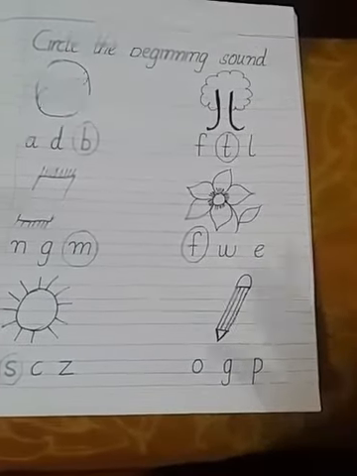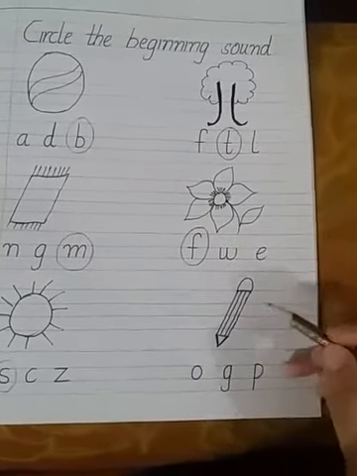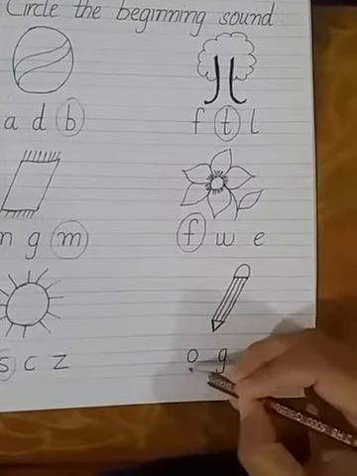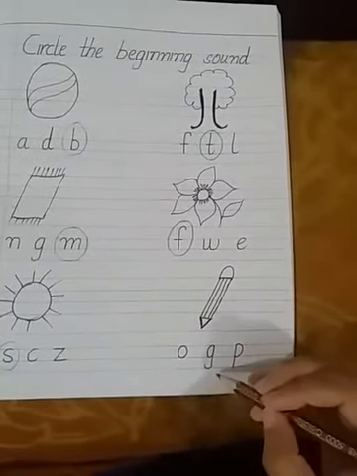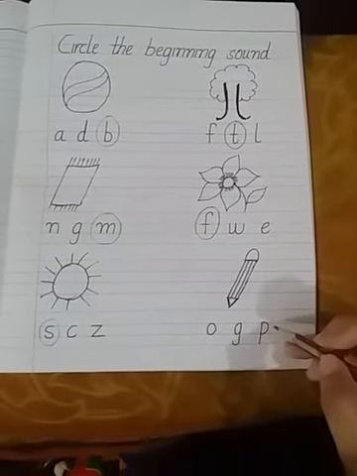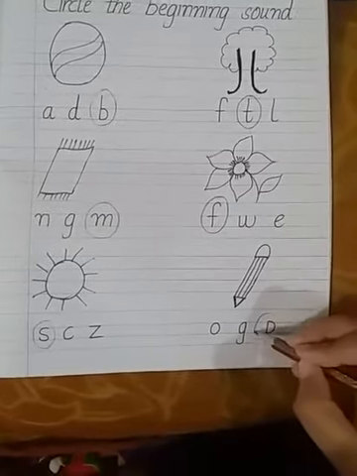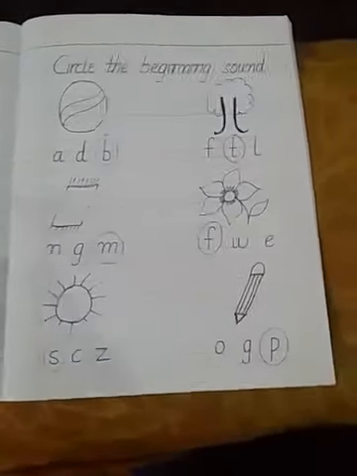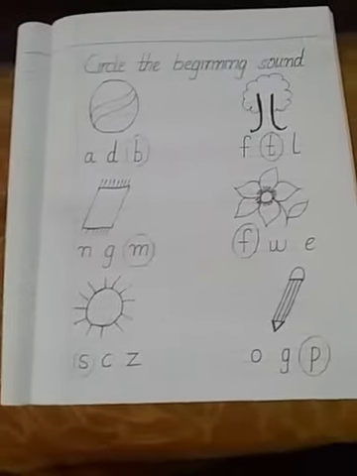What is this? Pencil. Pencil. Should we circle o, g, or p? So we will circle p, pencil. P. Okay, this is our activity of circle the beginning sounds.